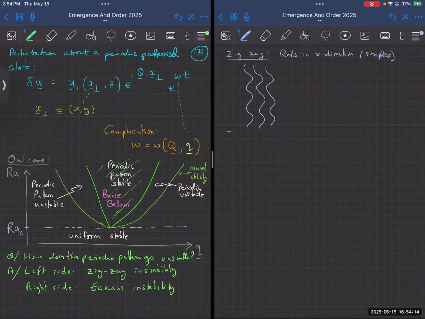And then what the Eckhaus instability looks like. This is an instability where the rolls change locally their wavelength. So that would look like something like this. So something like that. So that's a change in the period.